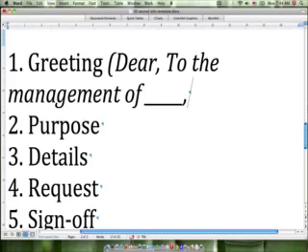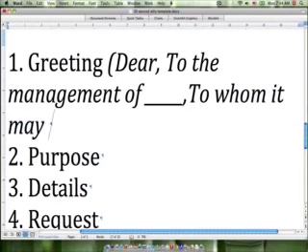Now sometimes we are not completely sure who we are writing to. And in cases like this, we would write "To whom it may concern," and then comma. So "To whom it may concern," and then we would start the second portion, the purpose.